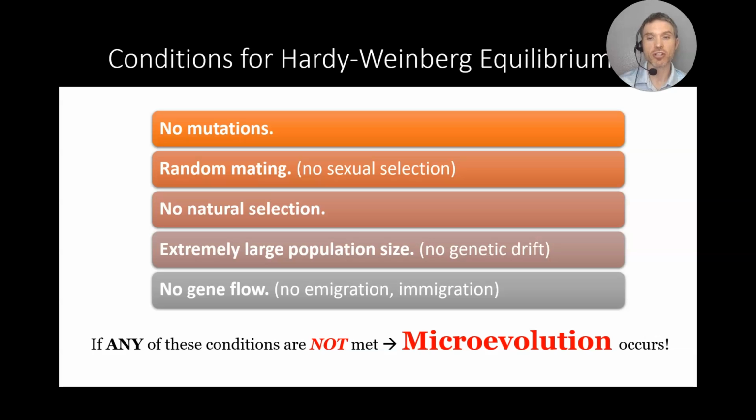No sexual selection. In other words, individuals will randomly mate. No natural selection. We have to have an extremely large population, otherwise we're going to end up with genetic drift, such as a bottleneck. And the final condition, no gene flow: no immigration or emigration. So in other words, we don't introduce or lose those unique traits from our population. If any one of these conditions is not met, microevolution occurs.